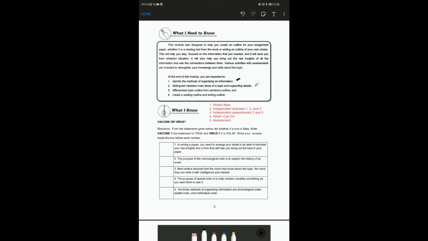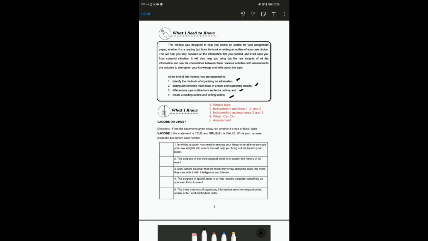Second, distinguish between main ideas of a topic and supporting details. Actually, we have run through this during our previous modules. It simply means, how do we differentiate a broad idea from a specific idea? Okay, main idea and supporting idea. Third, differentiate topic outline from sentence outline. So later we'll be discussing that. And then finally, create a reading outline and a writing outline. All of those will be discussed later.